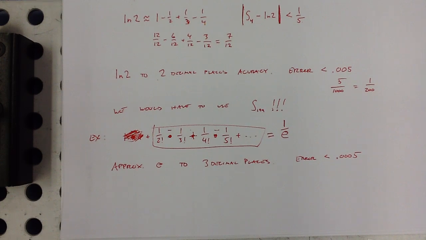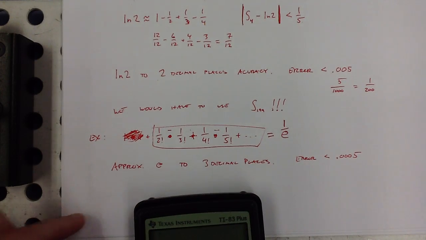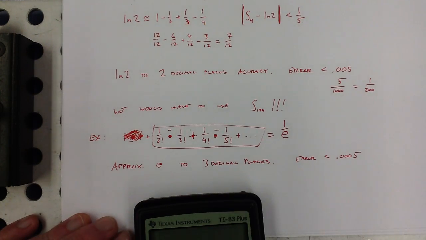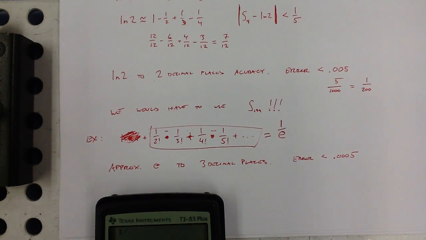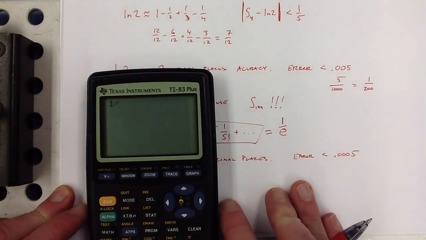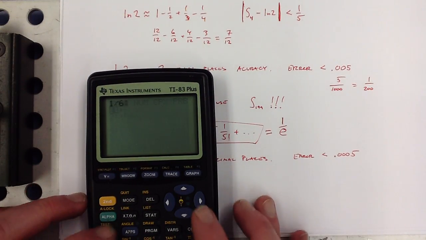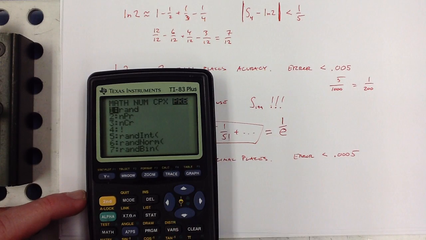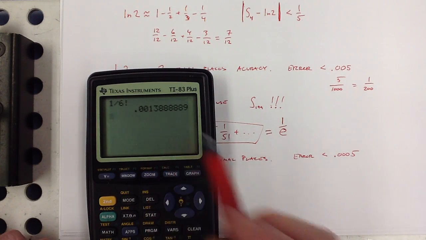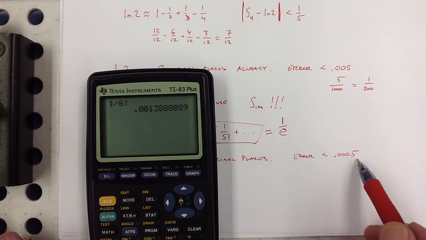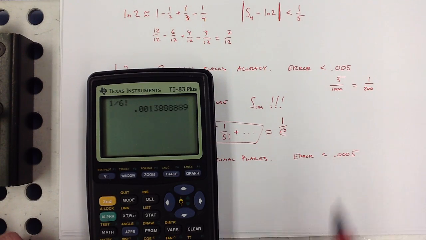So we can try some terms and see, just try to find one that's less than this. 1 over 5 factorial, I don't think that's going to do it. So we could try 1 over 6. If you go in the math menu over to probability, number 4, that's your factorial sign. 0.0014, that's getting close, but that's not less than this.